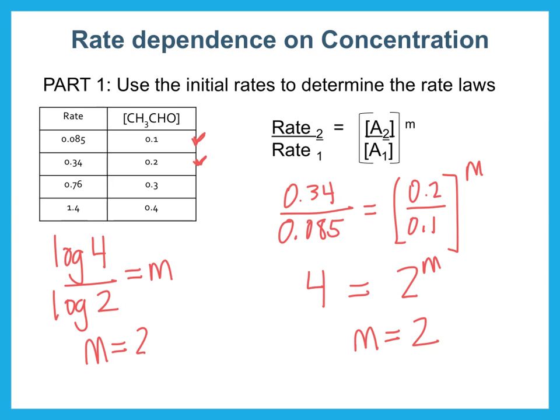What this means for your answer is that your rate is going to equal k times your CH3CHO, the whole thing raised to the second power.